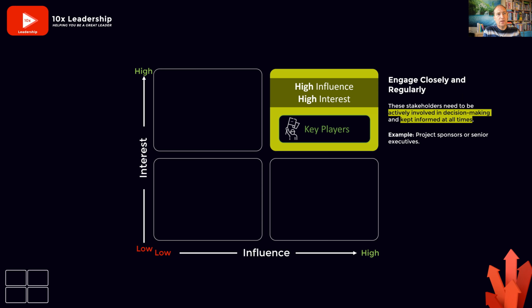This is really about a project or an activity that's important. So not only do you need to keep them actively involved, but they also need to be informed and kept informed at all times. And typically the sort of people involved here in this space are your key project sponsors and perhaps your senior executives.